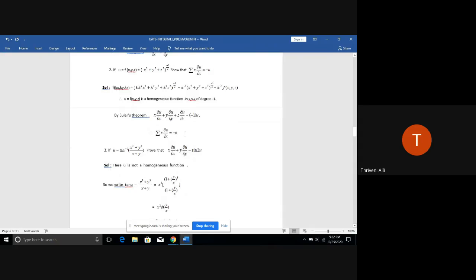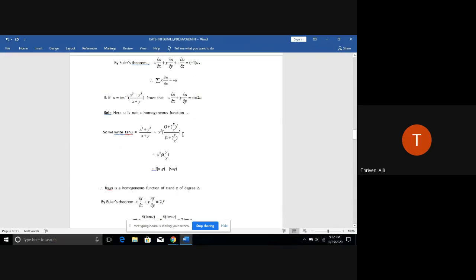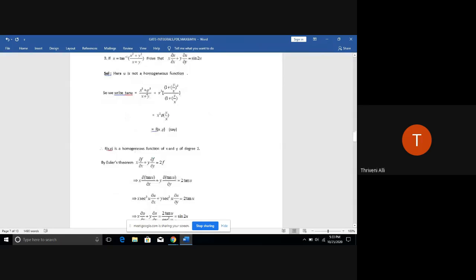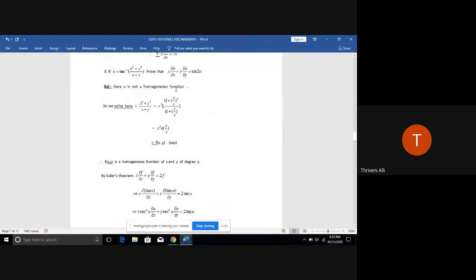Next, see the third one. If u equals tan inverse of (x³ + y³)/(x + y), prove that x ∂u/∂x plus y ∂u/∂y equals sin 2u. So if they ask a question, find this term. Okay. So here u is not a homogeneous function. Why is it not a homogeneous function? So first of all, we write tan u equal to (x³ + y³)/(x + y).